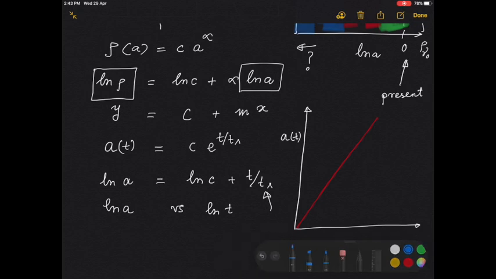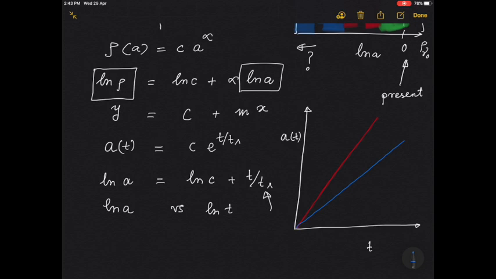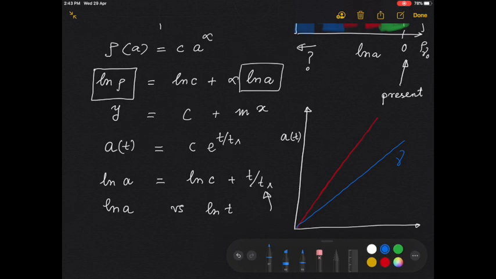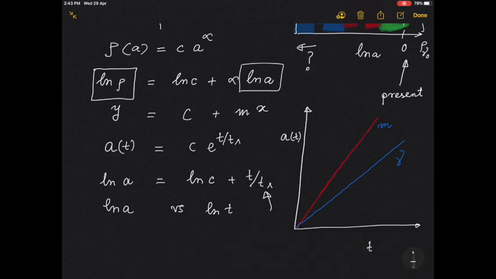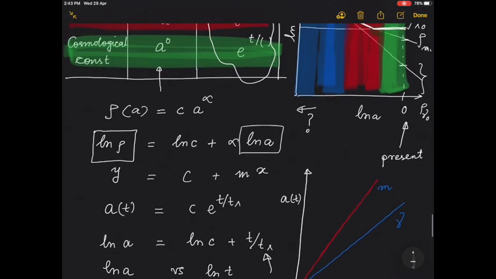And the radiation dominated has a lower slope. So it will look like that. Right? So this is gamma and this is matter. Okay. So with our assumption, both of them go to 0 at t equals 0.